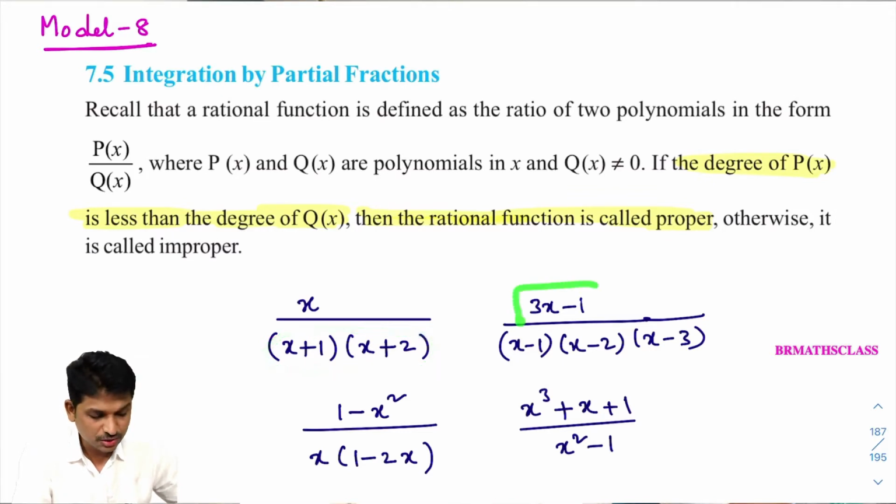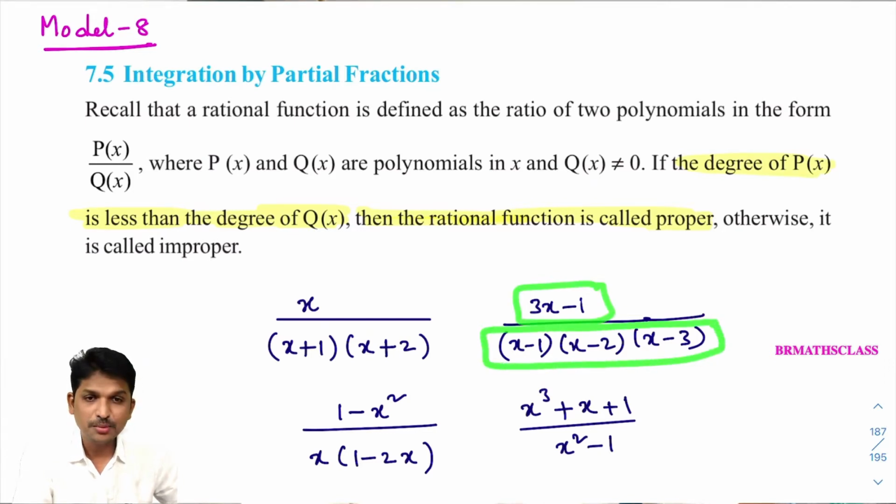Okay, you observe this one. What is the degree of this numerator, 3x minus 1? The degree of this is 1. What about the degree of this one? Denominator.